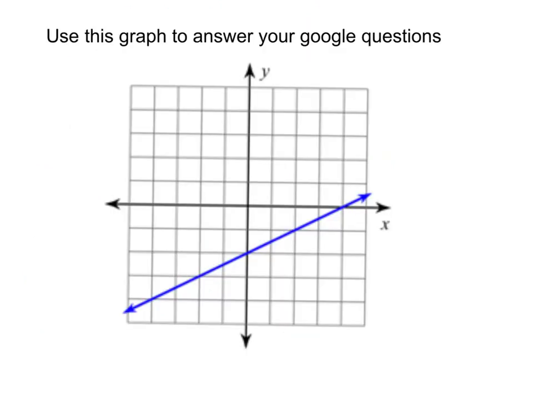Now, for your Google question, I want you to use this graph, and I want you to tell me what is the slope, so what does m equal? What does b equal? And then you're going to end up having to write your equation. So m isn't going to be something that they actually asked for, but they are going to ask for what is our y-intercept and what is the equation in slope-intercept form. Make sure you bring your work to class tomorrow so that we can go over the answers.